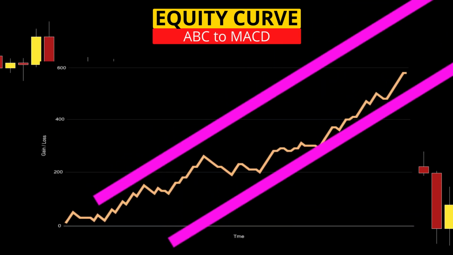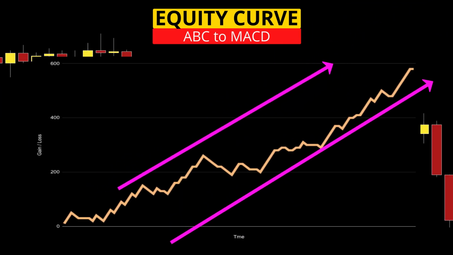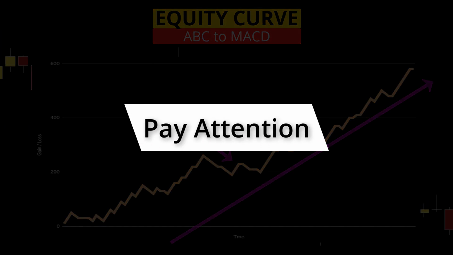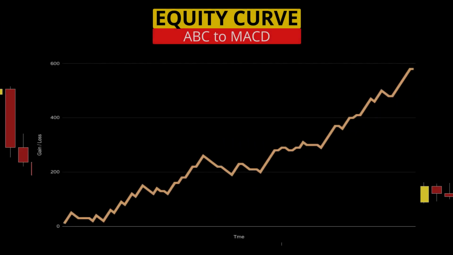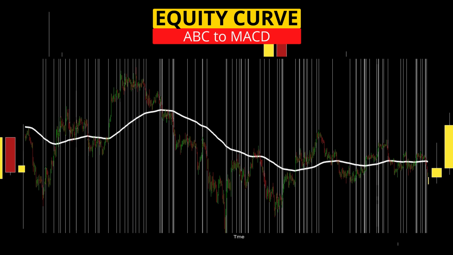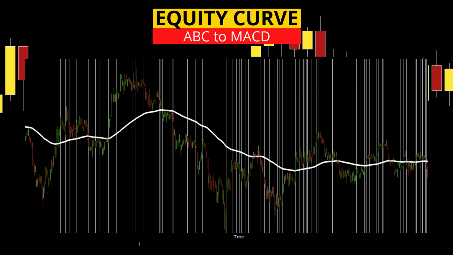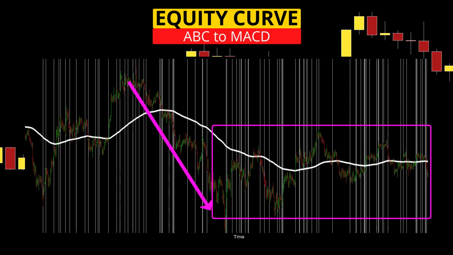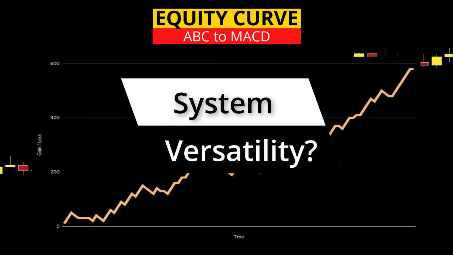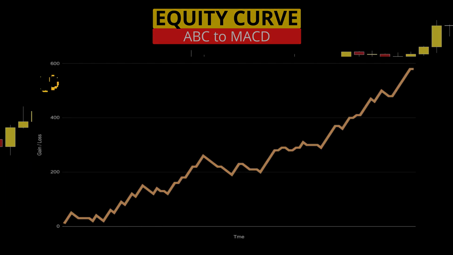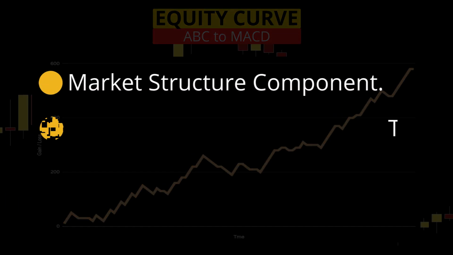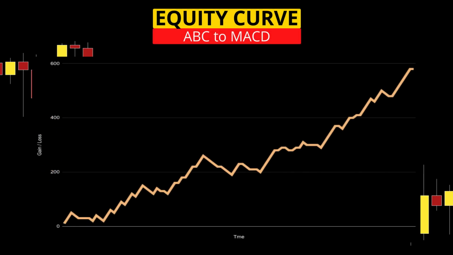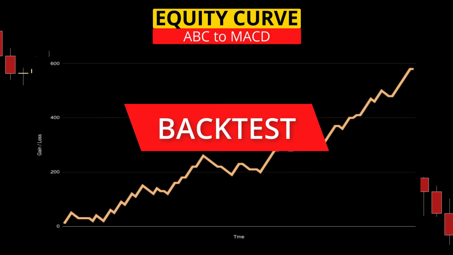So the equity curve here is really quite nice. There is only one extended drawdown period, but the remarkable thing about this system is how it performed during these conditions. If I overlay the 5-minute trades on the 1-hour chart, you can clearly see only one big trend, and then a lot of consolidation. This could be an indication of the strategy's versatility, most likely due to the market structure component, the tight stops, and sniper entries. But as I always tell you, more testing is required.